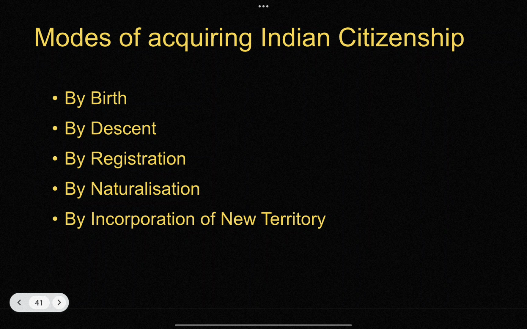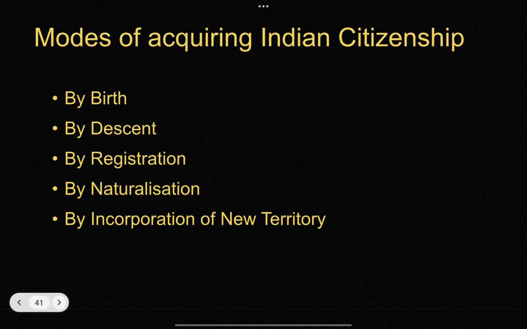Third, by registration. Certain categories of people can apply for Indian citizenship by registration. A. Persons of Indian origin, PIOs. B. Persons married to Indian citizens. C. Minor children of Indian parents. Such categories of people will have to fulfill the residential qualification of living in India for 5 consecutive years, which means 90 days per calendar year.